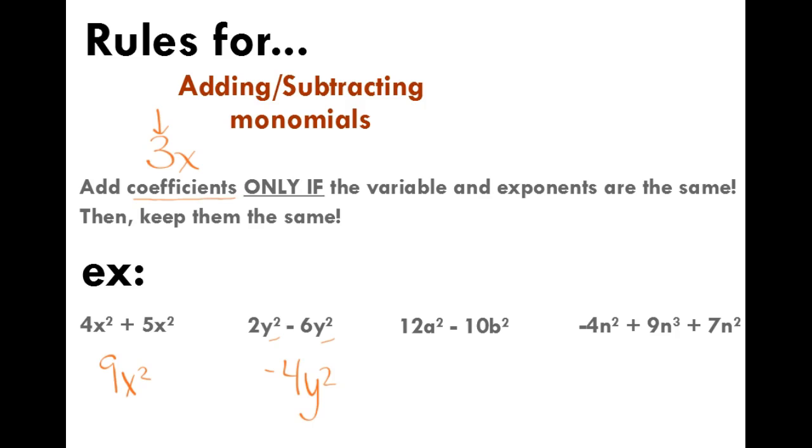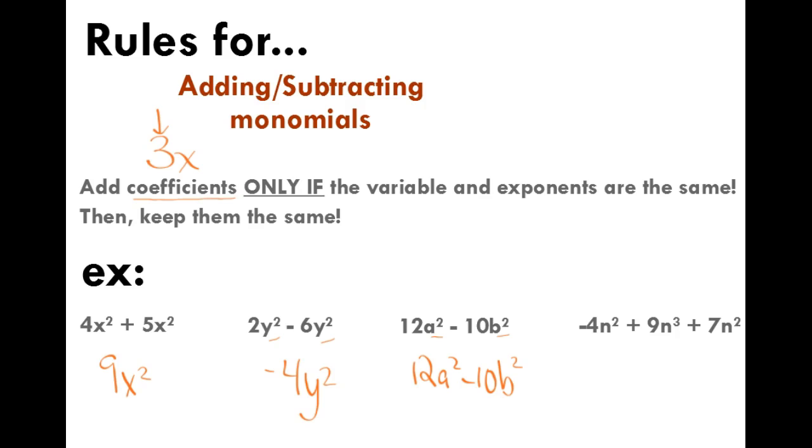The third one is different. They have different variable terms. So there's literally nothing you can do. This is as simple as it gets. So 12a squared minus 10b squared.